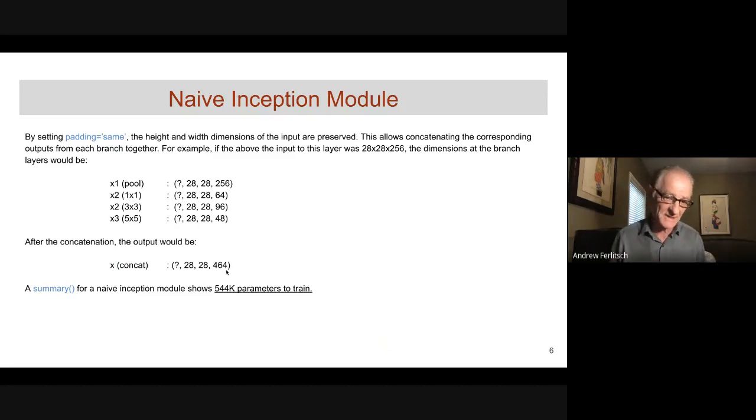Now, if we did a summary for a naive Inception module and looked at the number of parameters, we have 454,000 parameters to train just for one Inception module. That's like 500,000. That's pretty big.